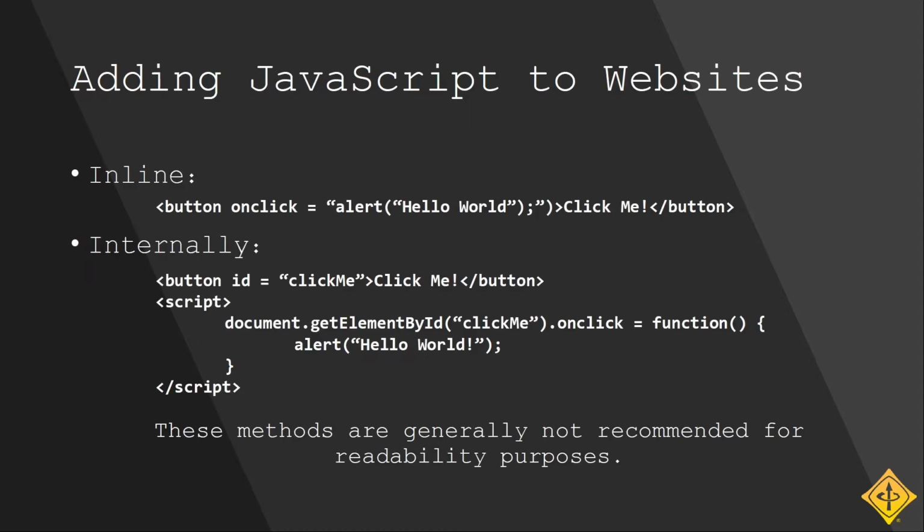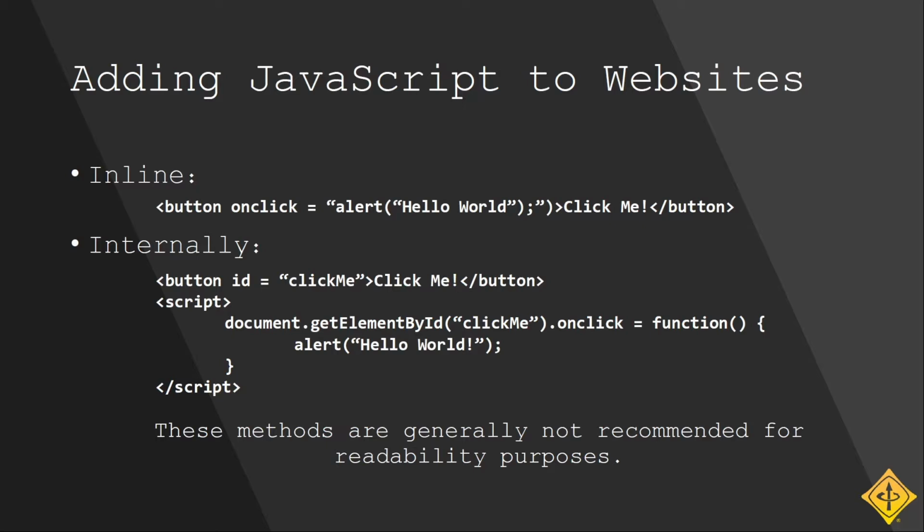So now how do we add JavaScript to websites? There are 3 ways to do it: inline, internally, and externally. For inline, it could be as simple as an onClick attribute. So you can have a button with onClick equals, and then you can put your JavaScript in those quotes. In this case, the JavaScript function is alert hello world, where if you click the button, a pop-up appears in your browser that just says hello world.